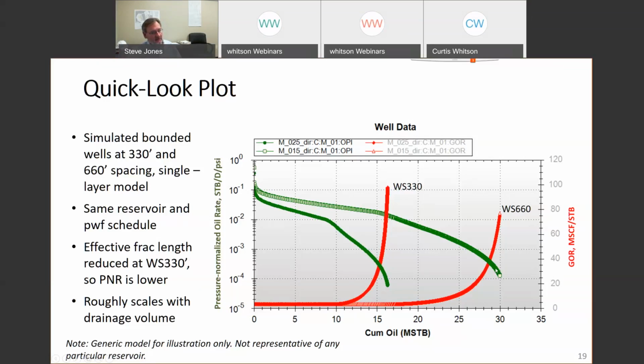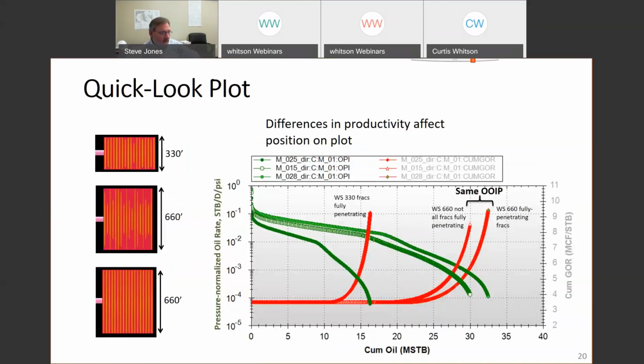So you can see from looking at these plots that the wider spaced well is seeing roughly twice the oil in place of the 330 spaced well. Now again, I'm assuming the same reservoir, same PVT, and same bottom hole flowing pressure schedule. I also wanted to point out that if you do have different productivity, and in this case I've got two simulations that are both spaced at 660, but the schematic over here on the left shows that one of those doesn't have the fracs completely going to the edge of the drainage volume for the 660 spaced well.